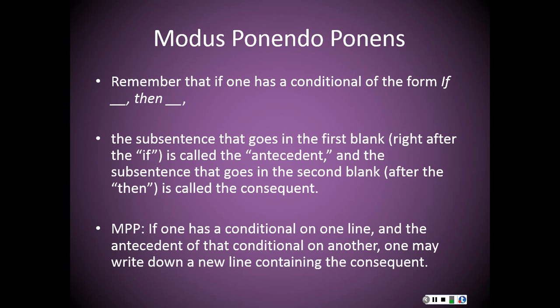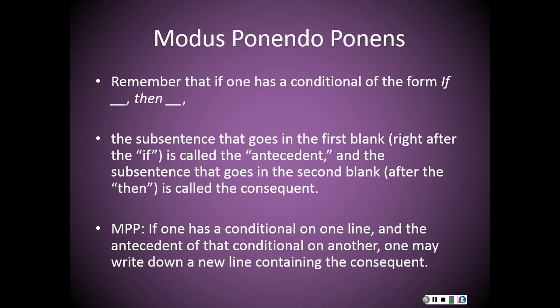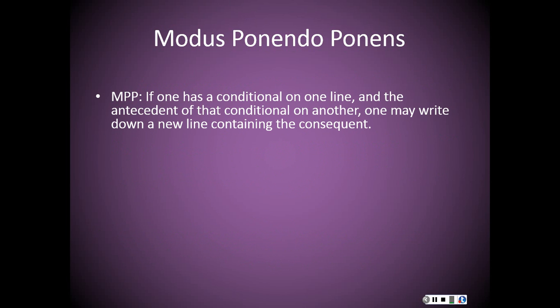So our rule of modus ponens, or modus ponendo ponens, tells us that if one has a conditional on one line and the antecedent of that conditional on another, one may write down a new line containing the consequent. Okay, so let's look at how that works. Here's what we have so far.